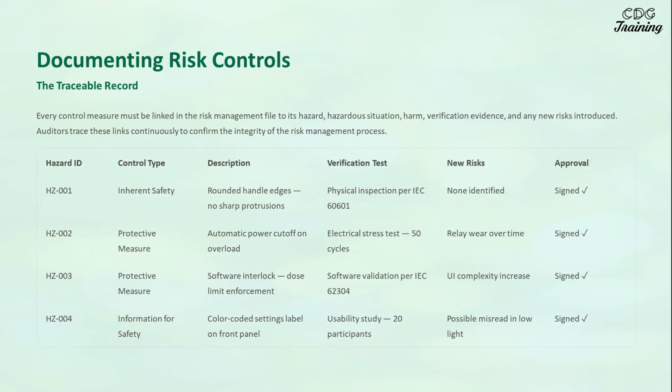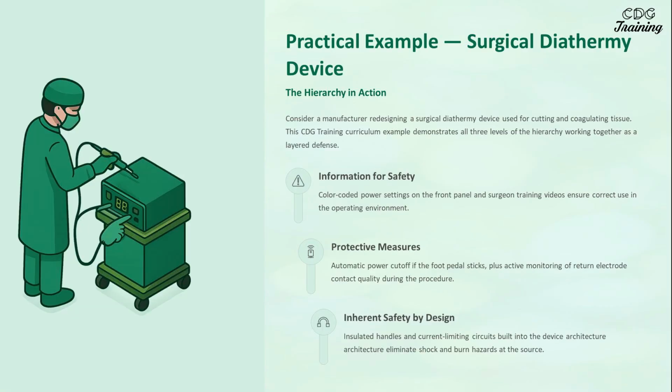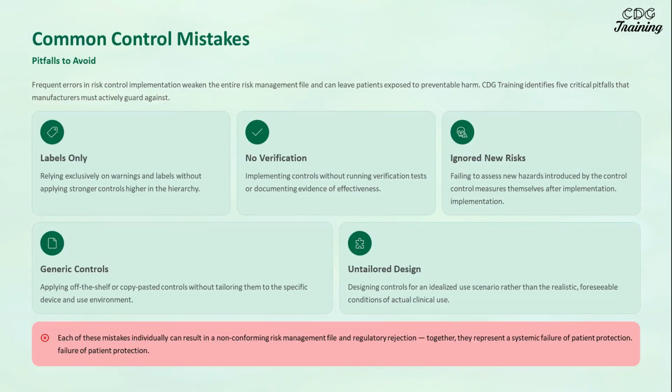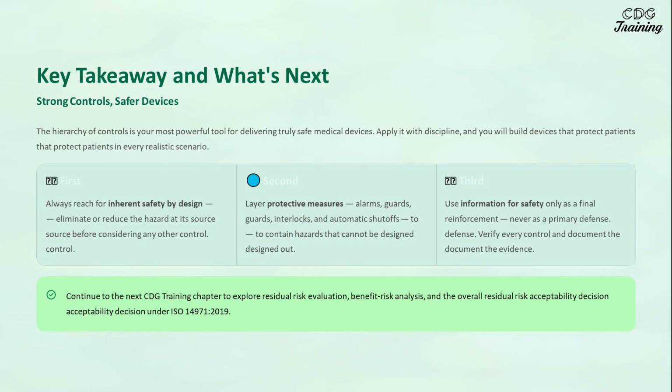Every control measure must be documented, linking it to risk management to ensure traceability and effectiveness. A surgical diathermy device redesign demonstrates the hierarchy in action, integrating safety information, protective measures, and inherent safety. Avoid common mistakes like ignoring new risks or failing to verify controls, as they weaken risk management and patient protection. The hierarchy of controls is essential for safe medical devices. Continue to the next chapter to explore risk evaluation and decision-making.